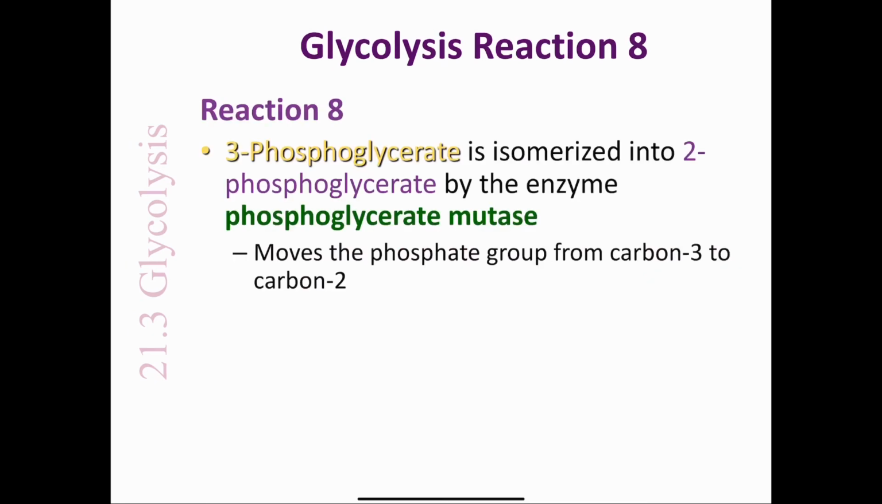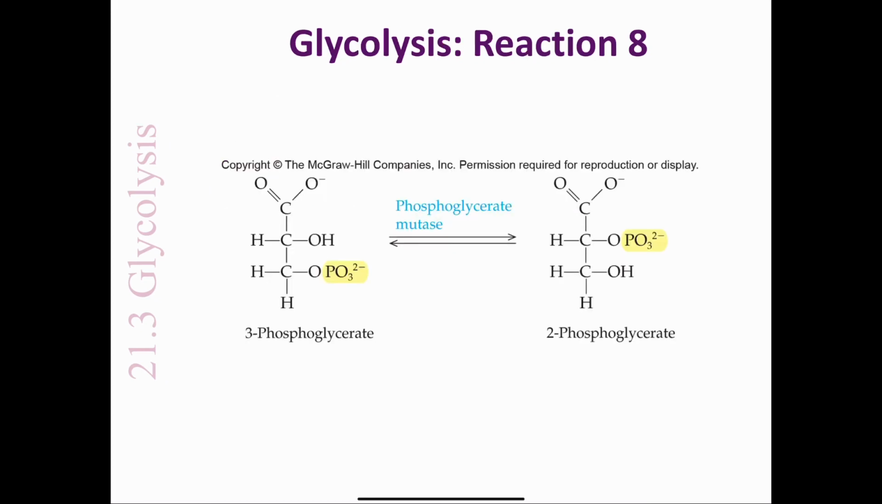In reaction 8, 3-phosphoglycerate is isomerized to produce 2-phosphoglycerate in a reaction catalyzed by the enzyme phosphoglycerate mutase. The phosphoryl group attached to the third carbon of 3-phosphoglycerate is transferred to the second carbon. The phosphoglycerate mutase enzyme is simply responsible for the isomerization of 3-phosphoglycerate to 2-phosphoglycerate. So really all we're doing is taking this phosphoryl group and moving it from the oxygen on this carbon to this carbon. If you look at the molecular formulas of these two compounds, they are identical.